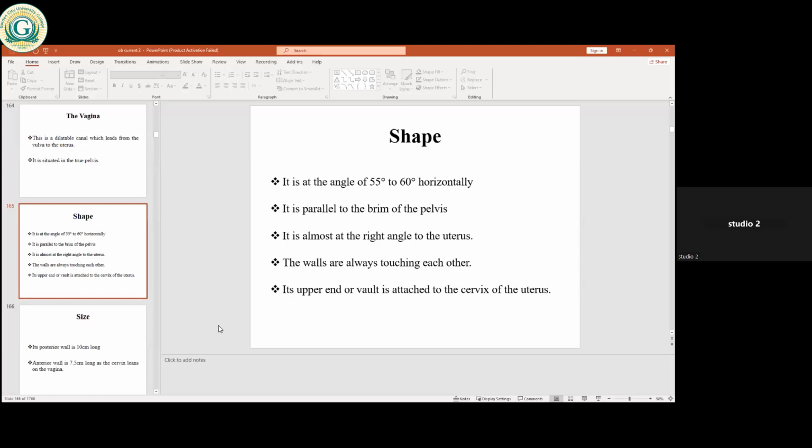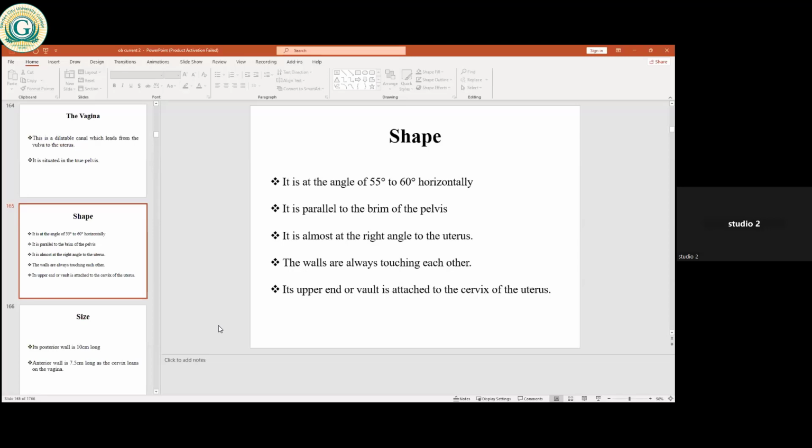If you picture the vagina horizontally, and the uterus is on it, it is almost at a right angle. The walls are always touching each other. The upper end, the vault, is attached to the cervix of the uterus.